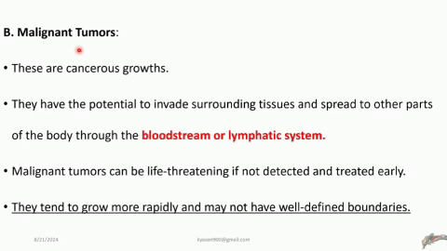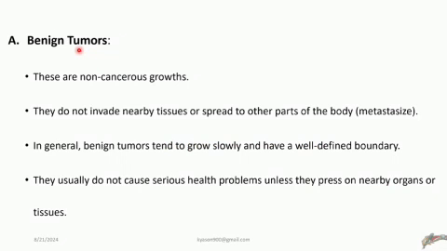These benign tumors can become malignant. They can transform into malignant tumors if someone's immune system is weak. If the immune system is compromised or suppressed, it's possible for a benign tumor to become a malignant tumor. There are many other factors that can make a benign tumor become a malignant tumor. You can do some more research on that.